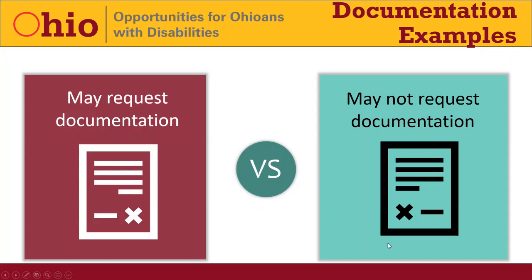The Job Accommodation Network, which is commonly known as JAN, does have an example on their website of a standard form for documentation. So employers could review this form and then customize one for their own needs. We went ahead and included the link to this resource in the learner's guide.